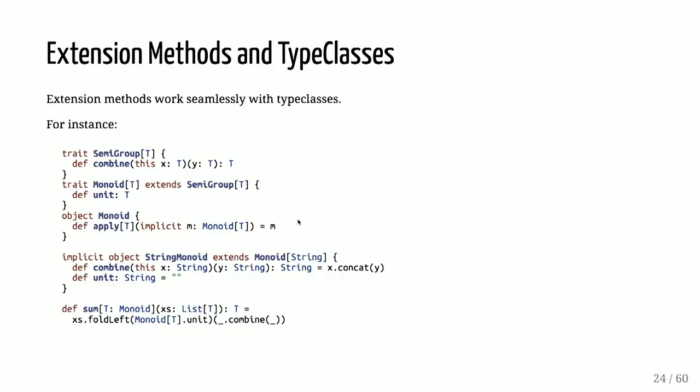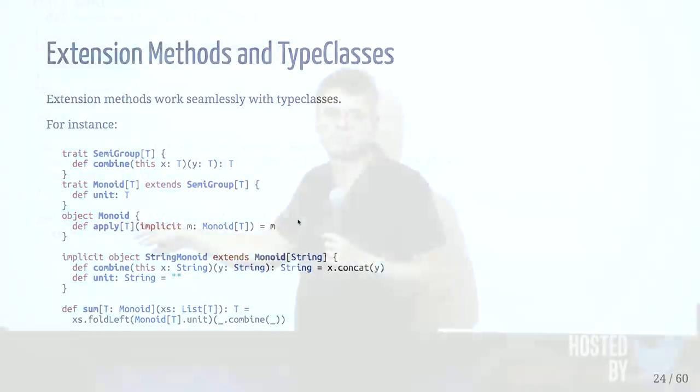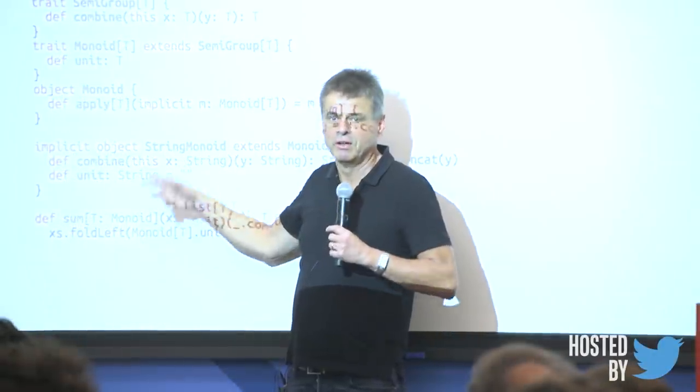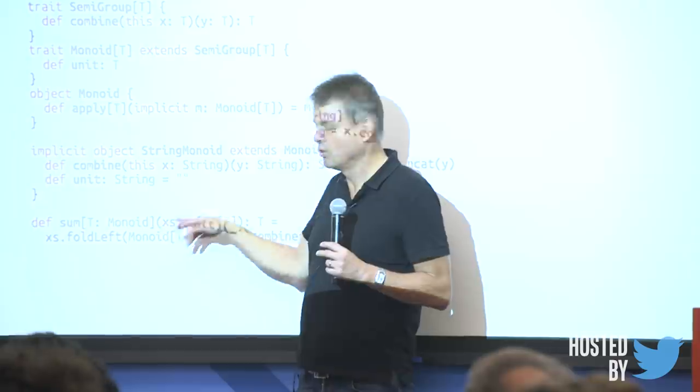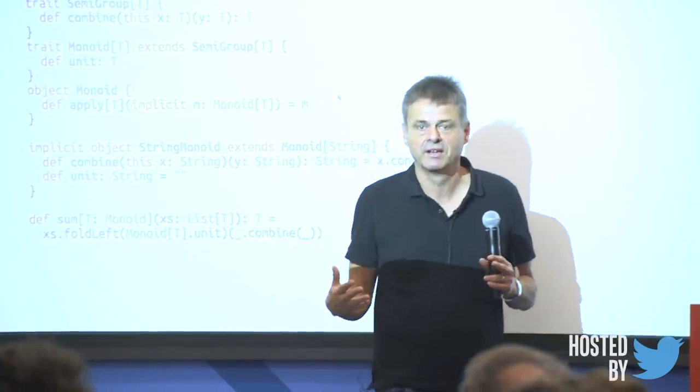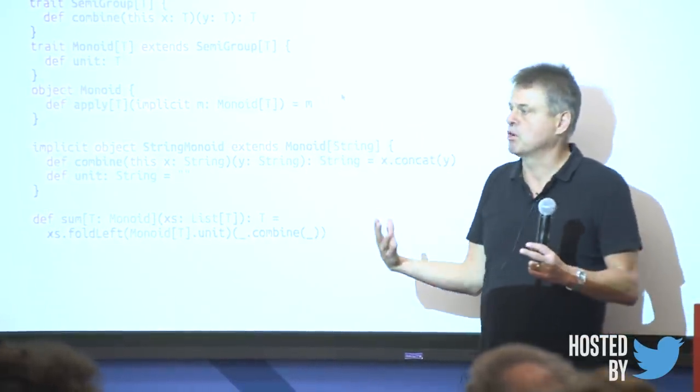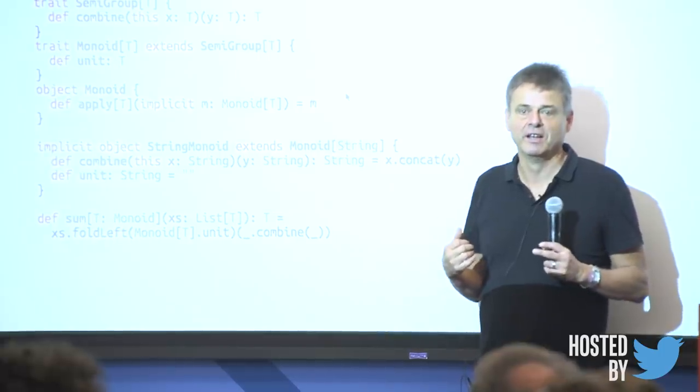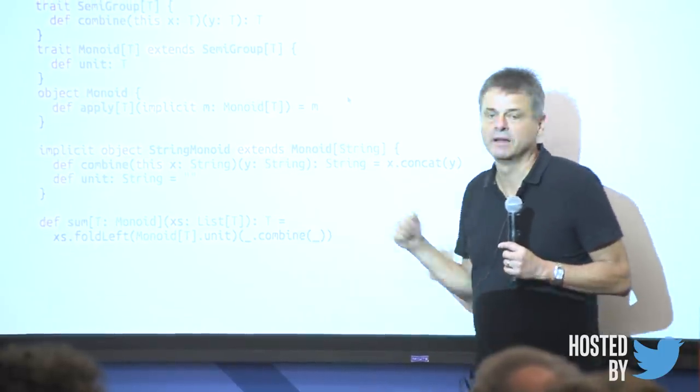So do we have an instance of semigroup or monoid in scope? Yes, of course, we do. There's a context bound Monoid. So that gives you an implicit parameter of type Monoid of T indirectly, right? And that parameter is, of course, in scope. So I have a Monoid of T, so I can apply combine like this.